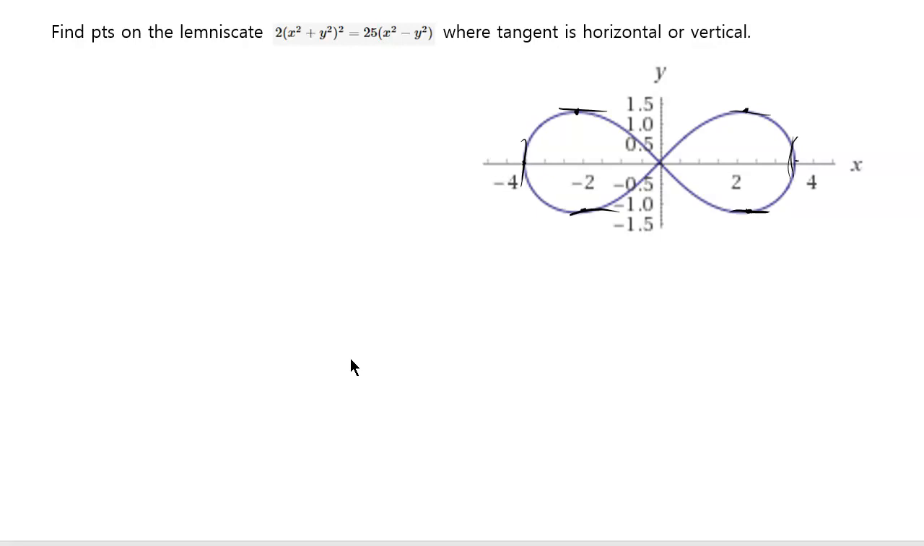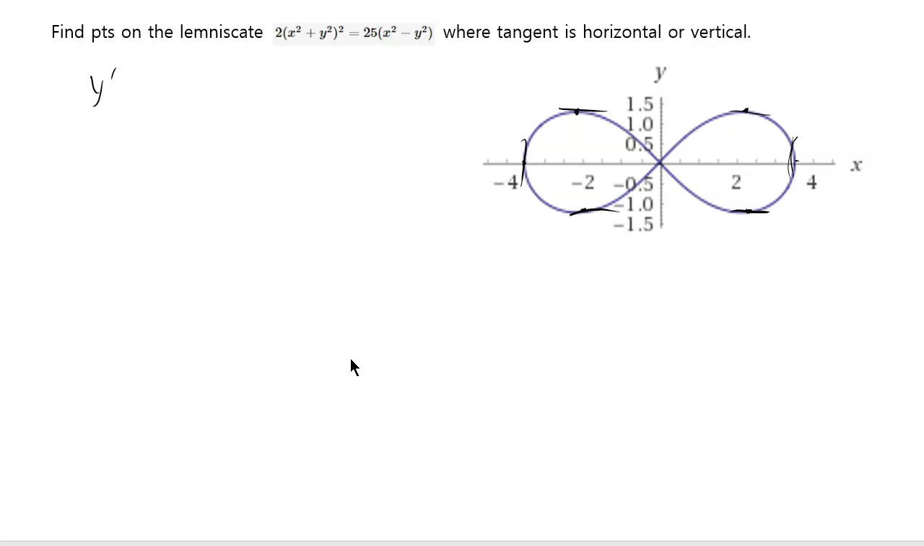Well, the slope of the tangent line is given by y prime, that we all know. And if it's horizontal, that's the case when y prime is 0. And vertical slopes are undefined, so when you have a vertical tangent line, that's when y prime is undefined. So it boils down to figuring out y prime first.